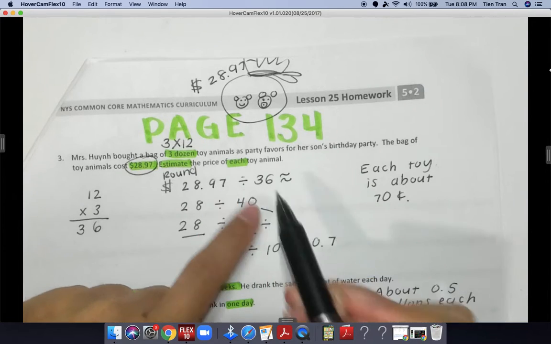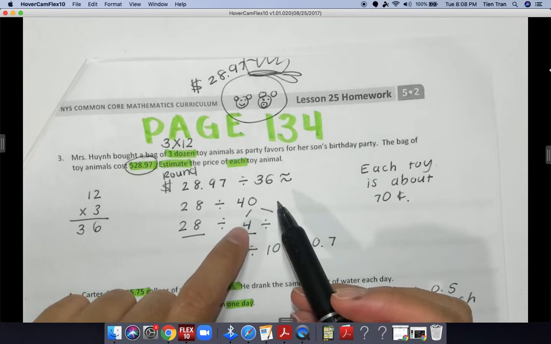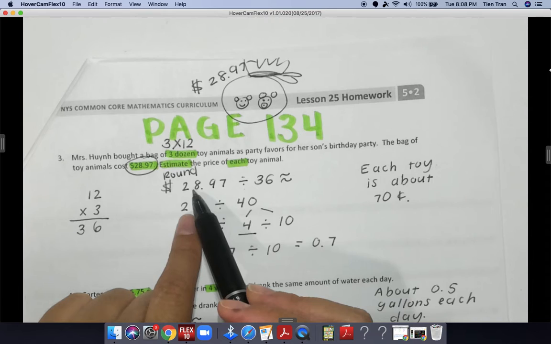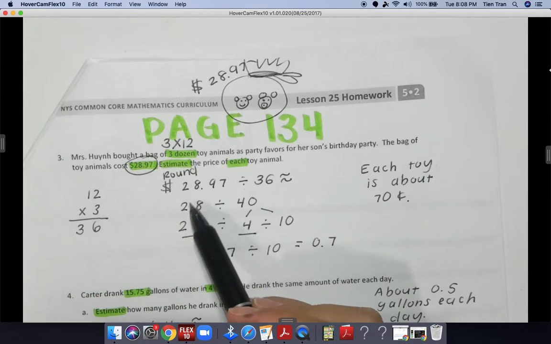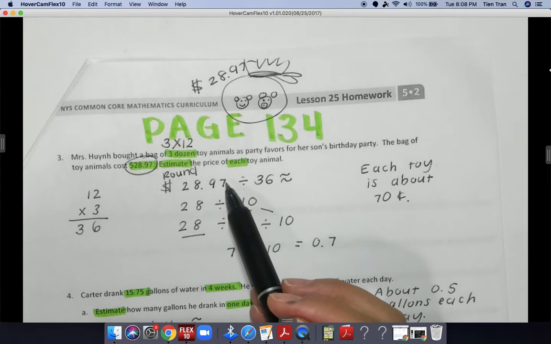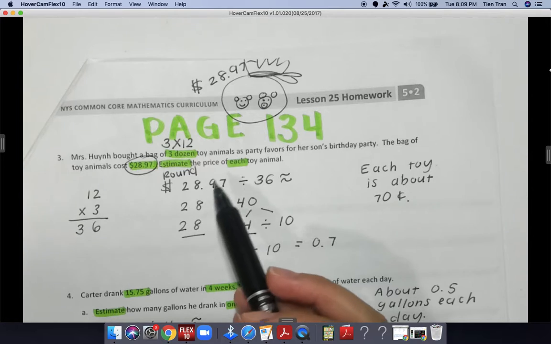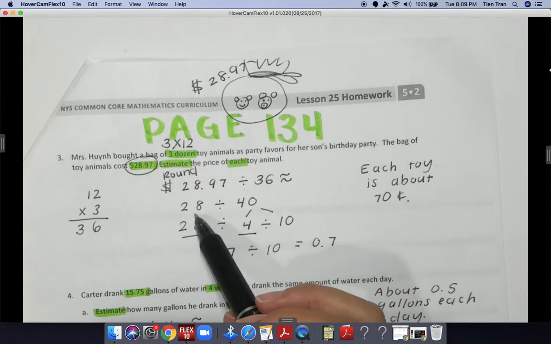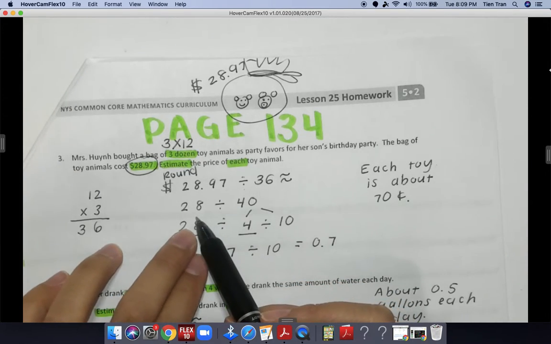Now what I'm going to do is round $28.97 divided by 36 to figure out how much each animal costs. Okay, so now I'm going to round 28. Now, both ways can happen. You can either round $28.97 to $29 or even to $30, or you can round it to 28. That is up to you. I rounded it to 28.